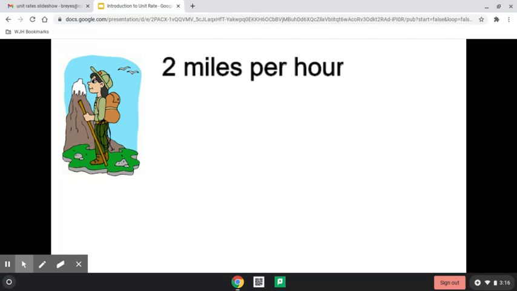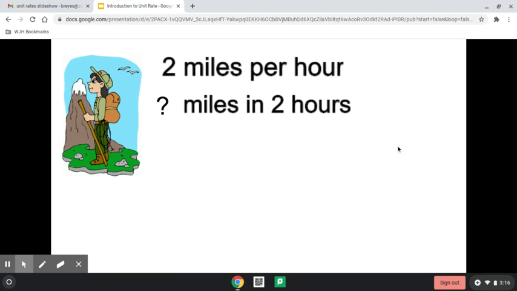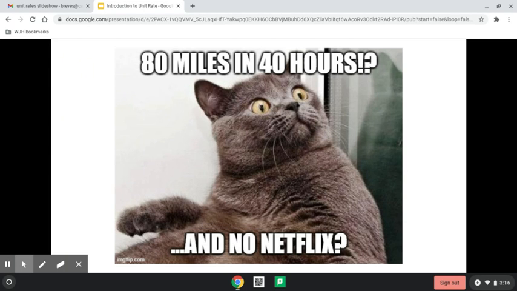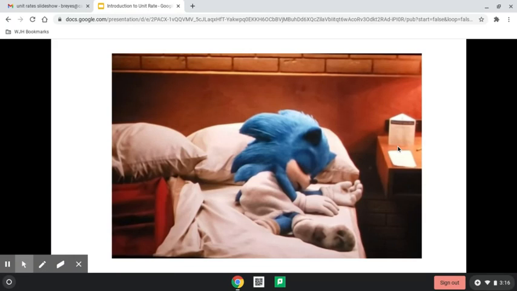How far would she walk in 2 hours? We just have to multiply the number of hours by 2, which comes out to be 4. And to find out how many miles she could hike in 40 hours, we just have to multiply 40 by 2, which comes out to 80. However, in real life, she would probably have to stop to sleep.